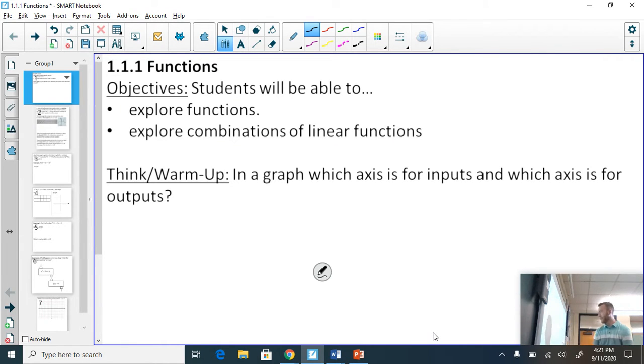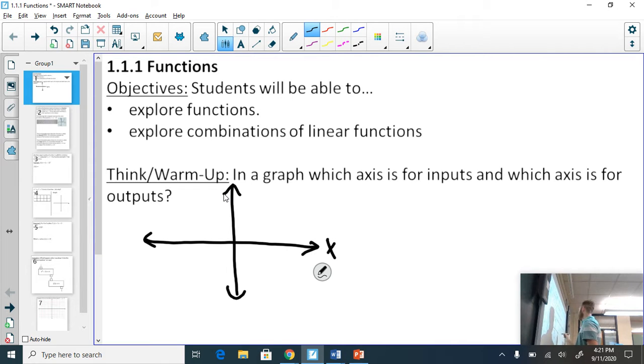And I have a think slash a warm up here, and it says in a graph, which axis is for inputs and which axis is for outputs. And what I mean by that is in our standard graph, we have an x-axis and a y-axis, right? And typically when you're working like in a science class, it might be a little easier to see what I'm talking about. But in math, it's kind of the same thing.